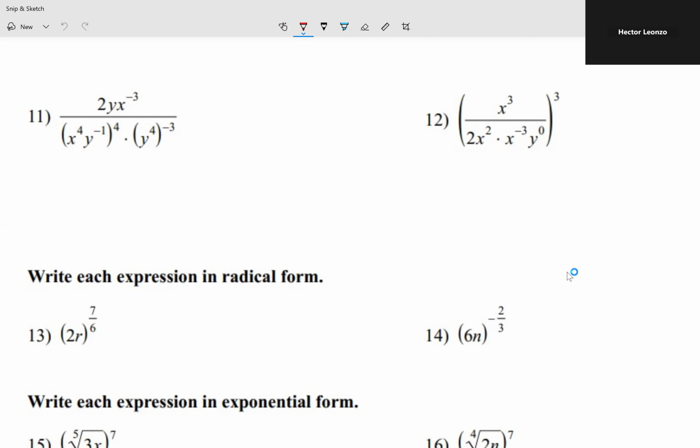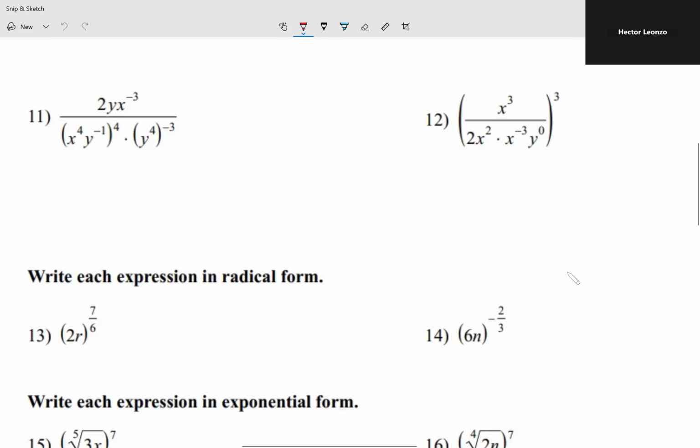To be honest, I'm going to first get rid of parentheses if I have any. Second, get rid of negative exponents if I have any. And the rest, I'm pretty sure, is going to come out very, very simple. So let's take a look at question number 11.